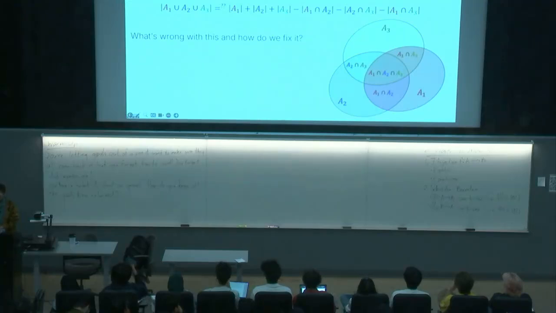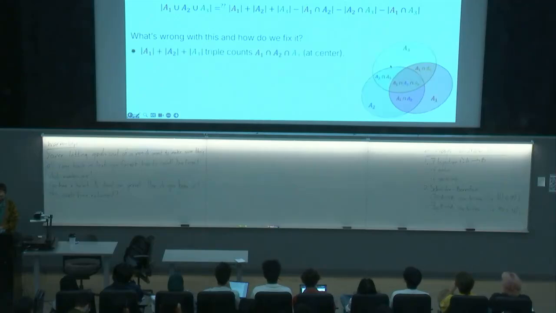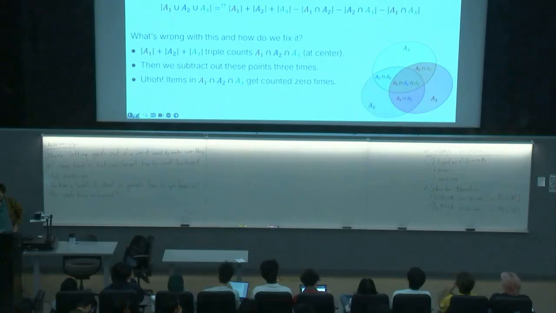Well, any particular item in here, we counted it once for A1, once for A2, and once for A3. Then we subtracted it out 3 times. And so now we don't have that center. Right, exactly. So what happened is we triple counted all the points in the middle. Then we subtracted them out 3 times, once for each pairwise intersection. And that meant we didn't count them at all.